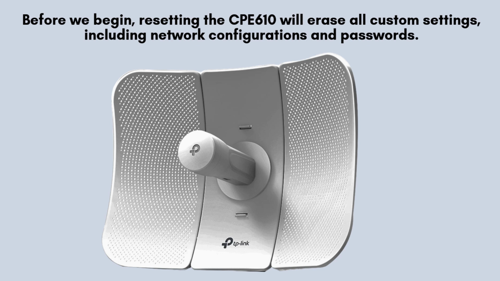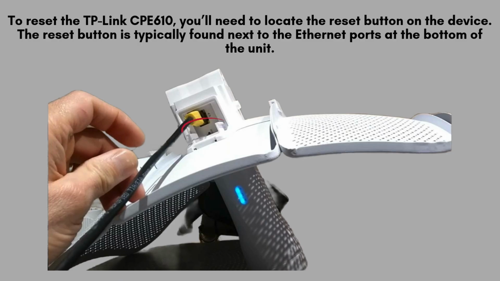You might need to reset the device if you're experiencing network problems, or if you need to set it up from scratch. To reset the TP-Link CPE610, first, locate the reset button on the device. You'll usually find it near the Ethernet ports at the bottom of the unit. Ensure the CPE610 is powered on before you proceed with the reset process.